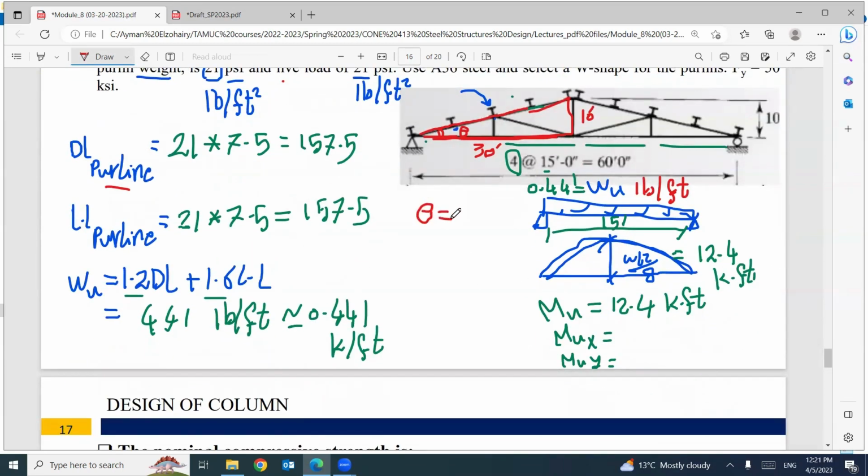Your angle theta will be inverse tangent of 10 divided by 30. I got angle equal to 18.4 degrees. Then I can use it here, 12.4 cosine of this angle theta. I can use it here also, 12.4 times sine of your angle theta. So 12.4 times cosine 18.4, I got 11.7 or 11.8. 12.4 times sine 18.4, I got 3.9.